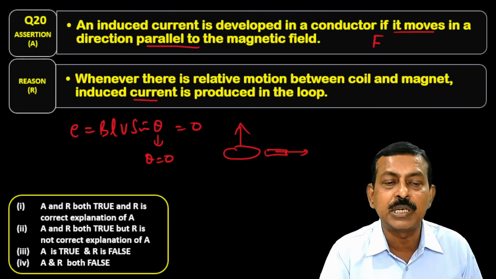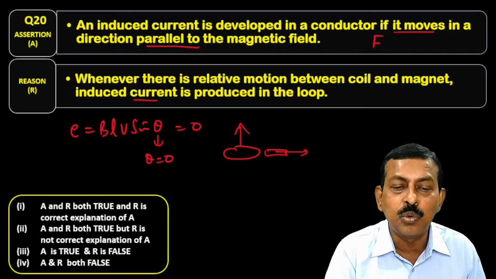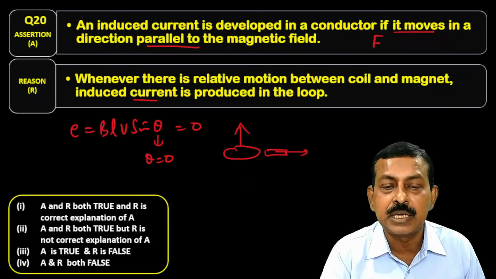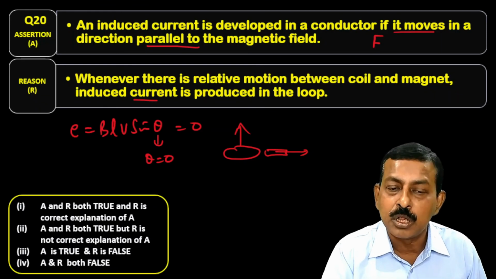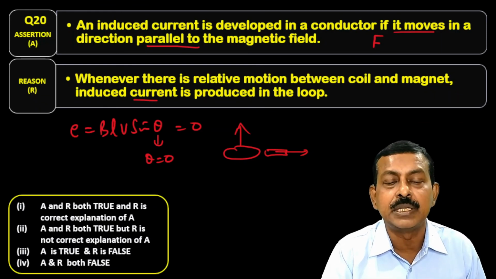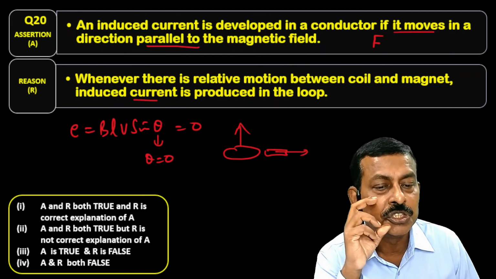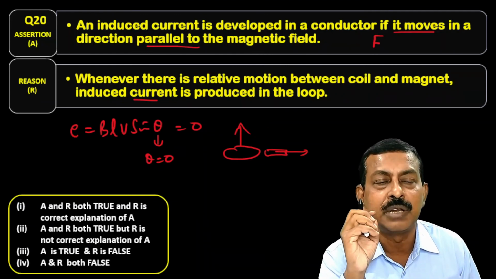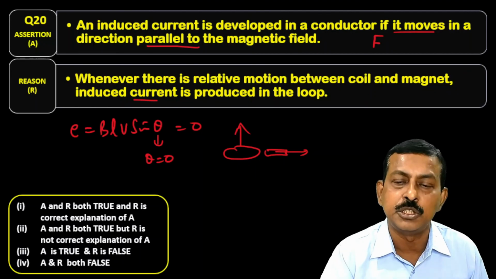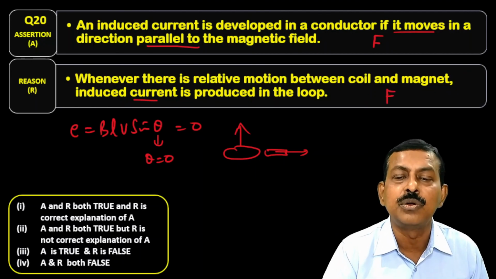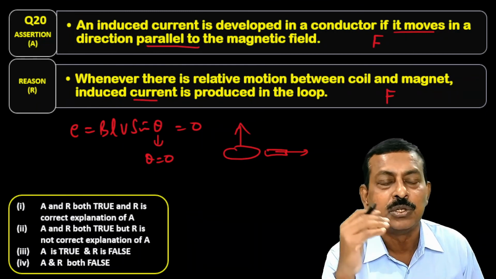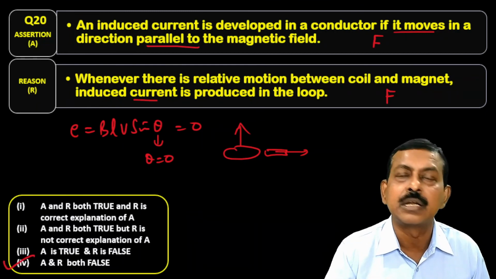So in this particular case, there will be no induced current developed, because here, although there is a relative motion, there will be no change or net change of the magnetic flux, so definitely no EMF will be induced there. So this is also false. So here assertion and reason both are false. So the fourth one will be the correct option.